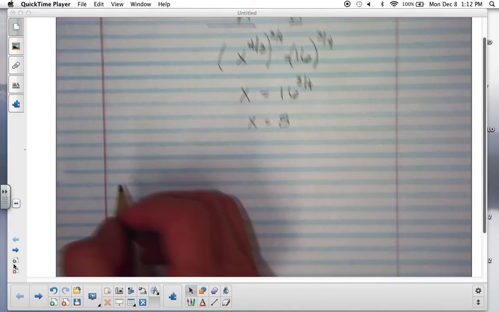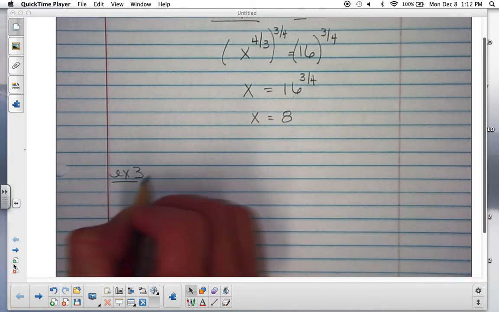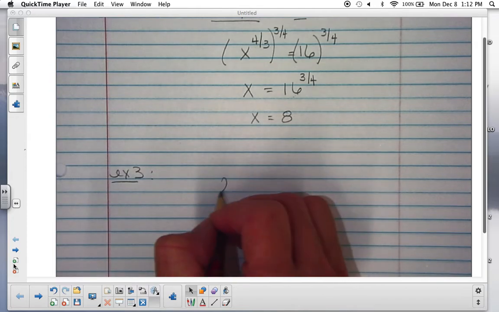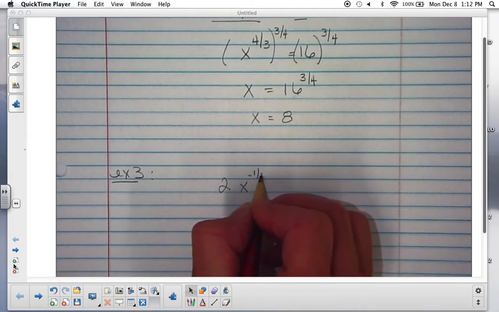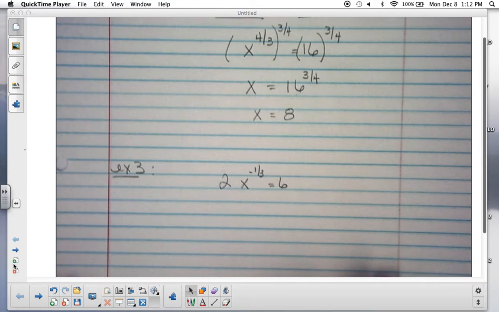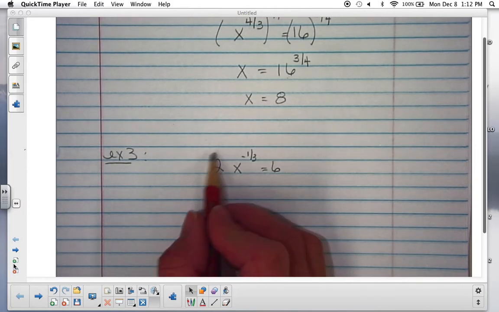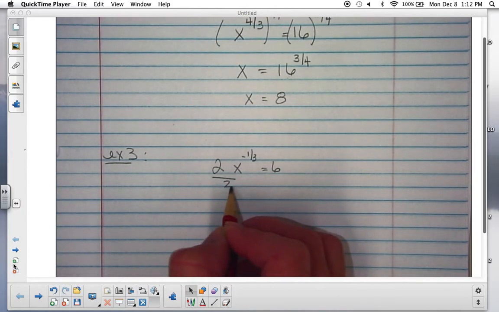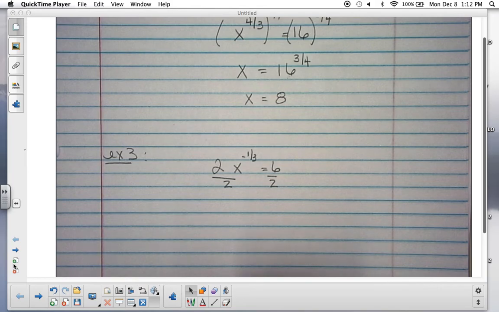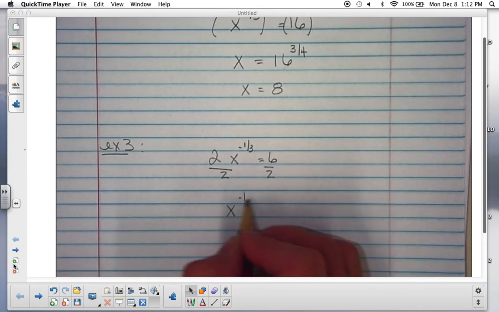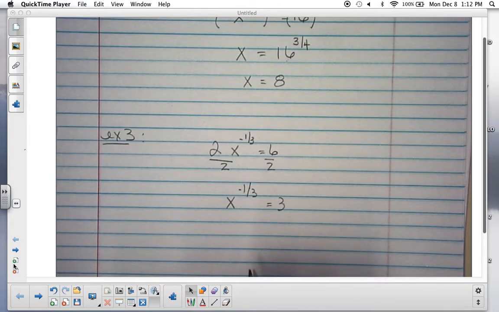At least one more for this, and then I'll show you the other type. Example 3, suppose I've got 2x to the negative 1/3 equals 6. Rule number 1, or step number 1 rather, is to isolate the x by itself. So this 2 would need to be moved over with division. So first thing you want to do is divide through by 2 to get this all by itself. And now I want to raise to the reciprocal.